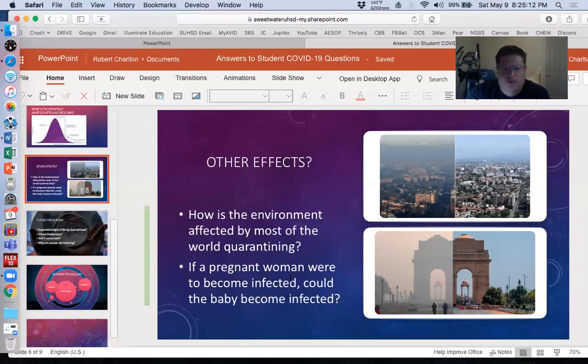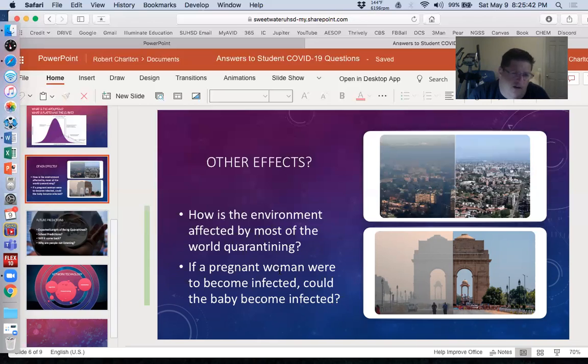If a pregnant woman were to become infected, could the baby become infected? Possibly. The mother and the baby are connected through the placenta, which is the sharing of blood. So the virus could potentially cross the placental barrier and go into the baby's body. But the good news is that the mom also has her immune system helping to fight stuff off on behalf of the baby as well.